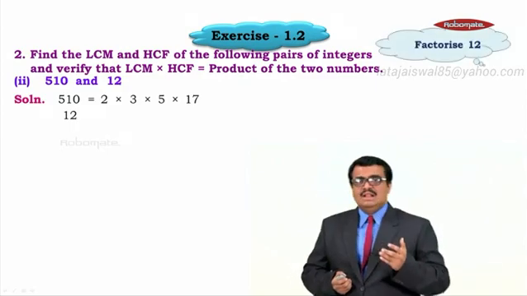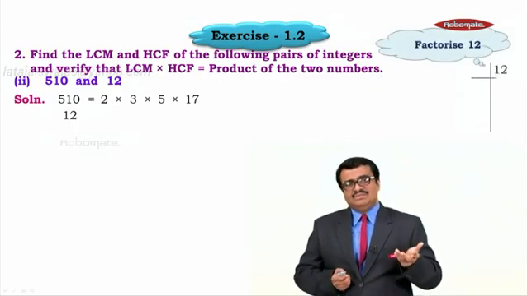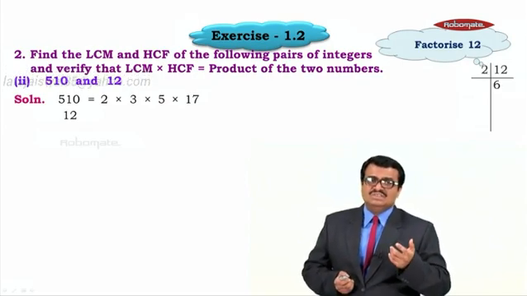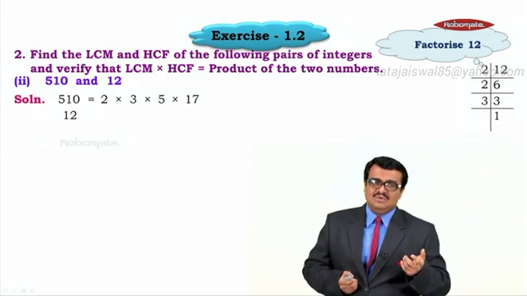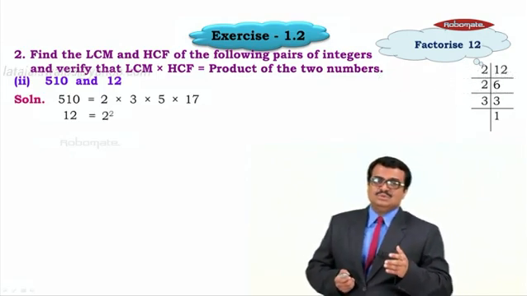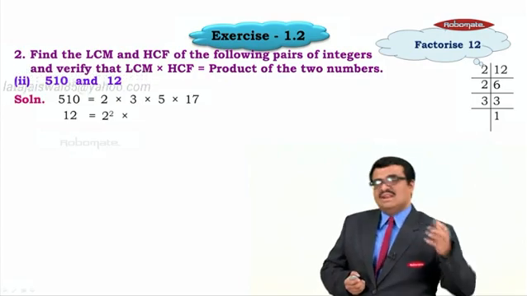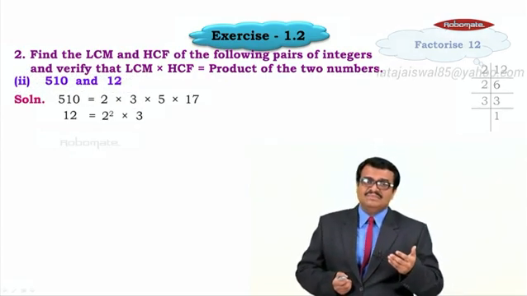So we'll take this 12 to the working column and factorize 12, or you can do it orally also. So 12, 2 6s are 12, 2 3s are 6, 3 1s are 3. Okay, so we can write 12 as 2 into 2 into 3, or we can write it in powers straight away. It is 2 into 2 means 2 square into 3.